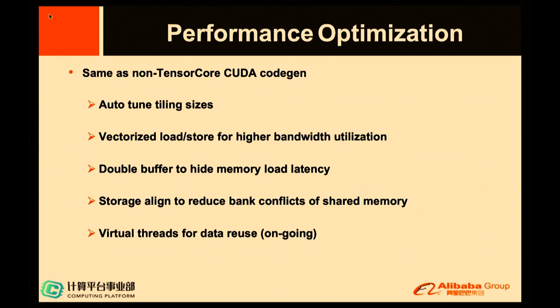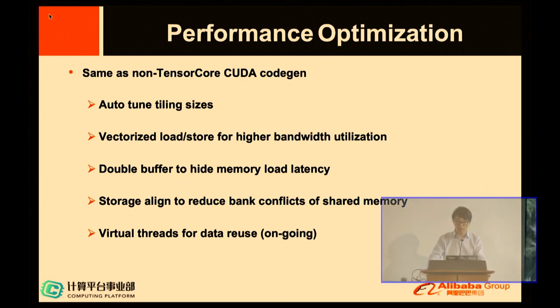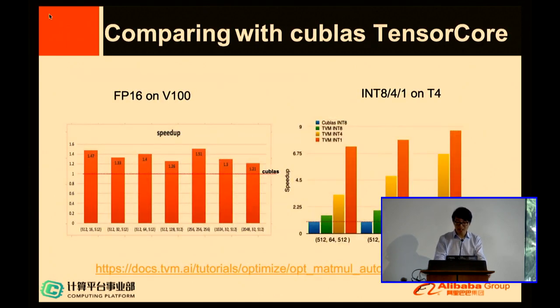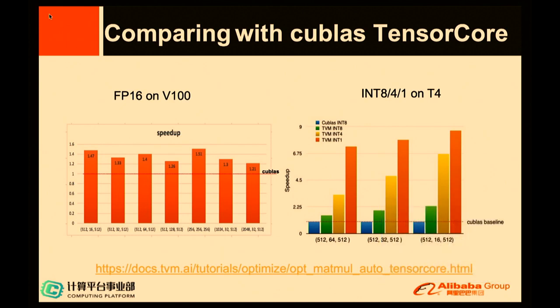For other performance optimizations, all the CUDA code is the same, so auto-tuning, vectorization, double buffer and storage alignment can all be reused. One thing is that we have a virtual thread to do data reuse, which is still available. That's the performance gain I already talked about. We are at 1.2 times compared with cuBLAS, and it also applies to V100 and integer on T4, for different data types in the TensorCore. We already have a tutorial written in the TVM. Please check it out. That's all. Thank you.